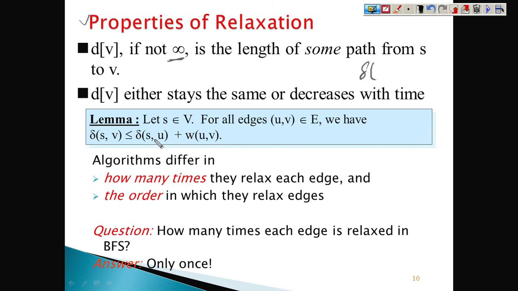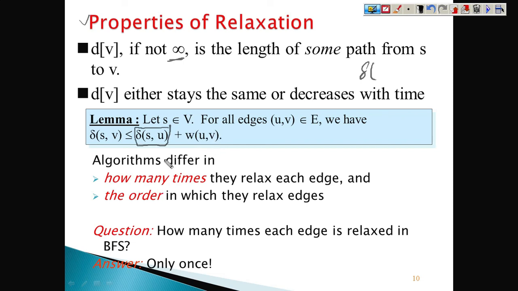Let s belong to the vertex set V. For all edges (u, v) that belong to the edge set E, the shortest path from s to v will always be less than or equal to the shortest path from s to u plus w(u, v). This is true because it says that this is a subpath of the bigger path, so the minimum value from s to v will always be at most the minimum value of its subpath plus the weight of u to v.